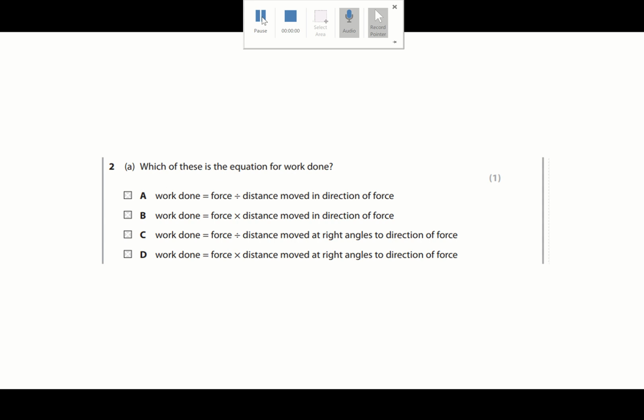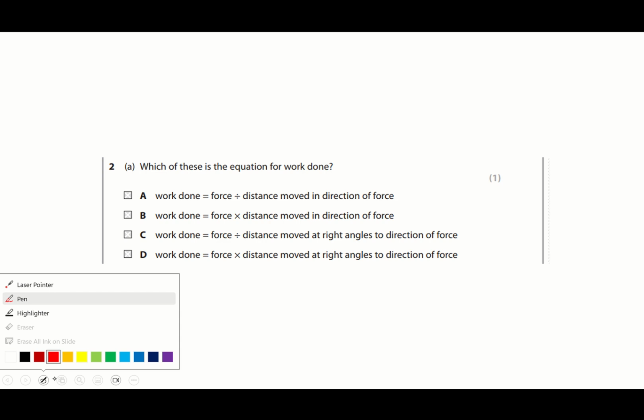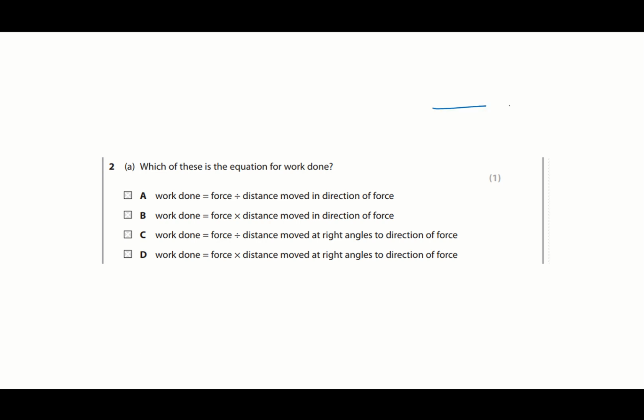Okay, question 2. Which of these is the equation for work done? So just get a pen, blue. For this, I'm going to need my fat wobbly dinosaurs. And that's because we know that if I've got a box and I move it, say 10 meters, and I have to push it.